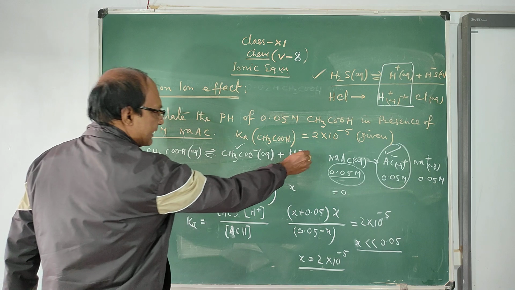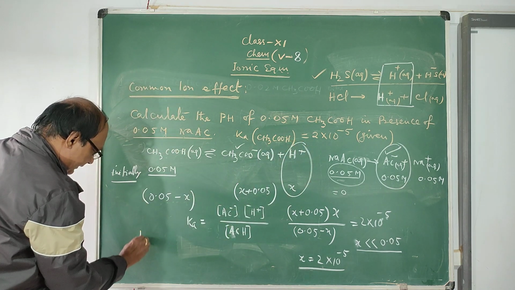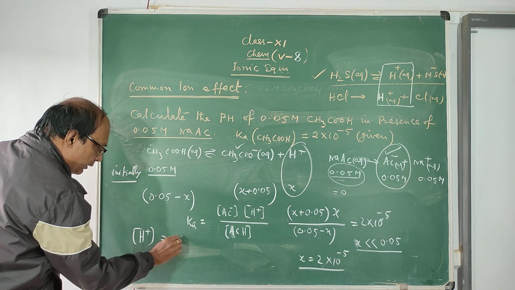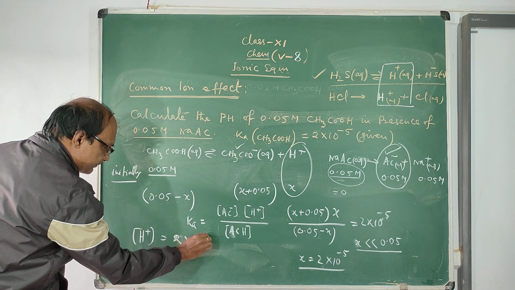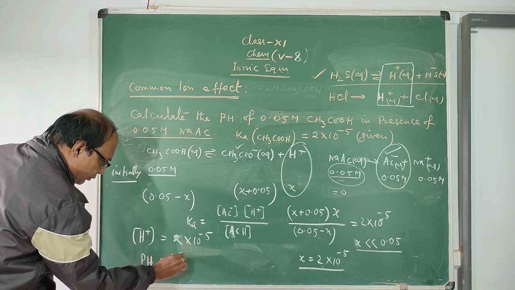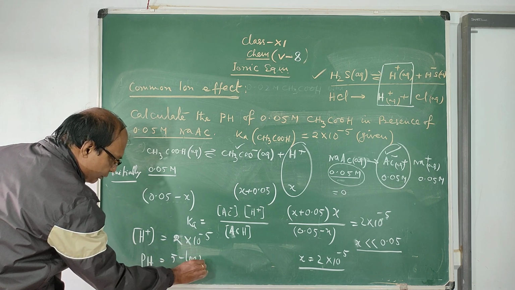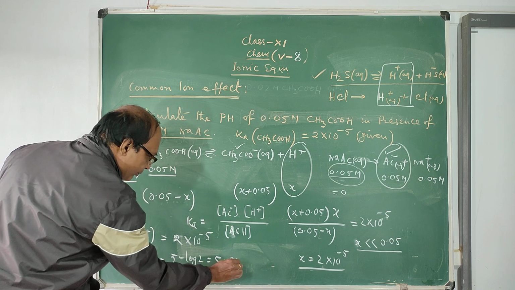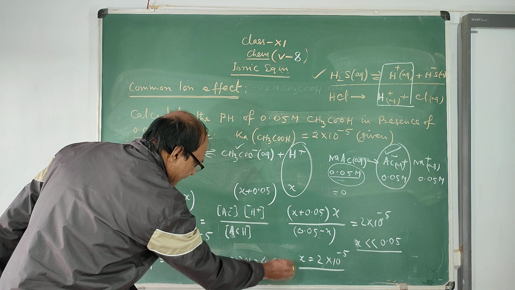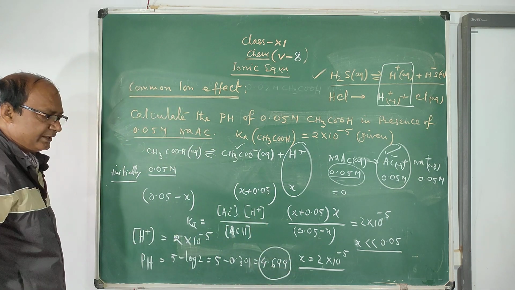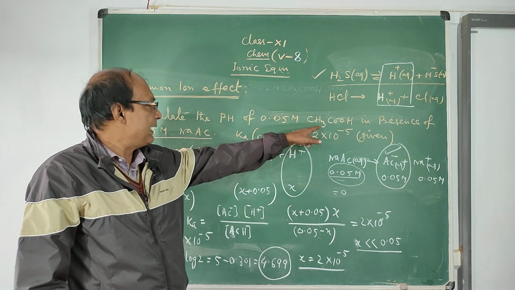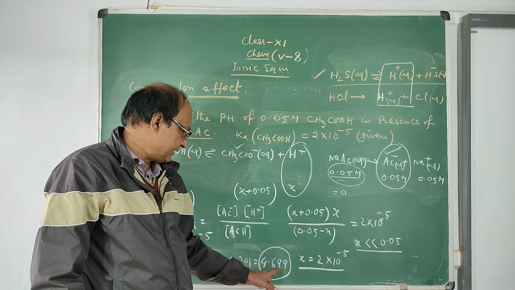So, what is X? X is the hydrogen ion concentration. Therefore, the hydrogen ion concentration equals 2 into 10 to the power minus 5. Therefore, pH equals 5 minus log 2, which is 5 minus 0.301. This is equal to 4.699. This is the answer, the pH. So, in the presence of sodium acetate solution, the pH of acetic acid will be 4.699.